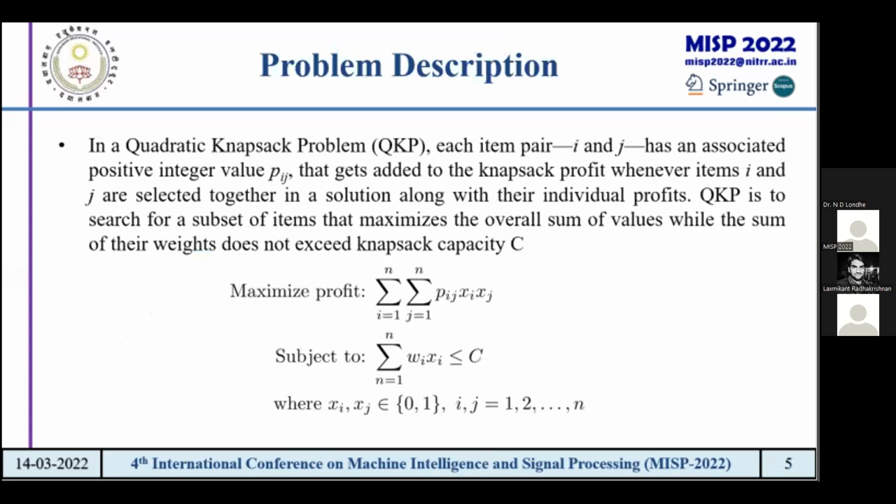The problem chosen to demonstrate the applicability of our algorithm is the quadratic knapsack problem, shortly known as QKP. It is an NP-hard combinatorial optimization problem. In QKP, a set of items is given, each with a weight, a value, and an extra profit that can be earned if a pair of items is selected. The objective of QKP is to search for a subset of items that maximizes the overall sum of the individual values of the items and their corresponding pair values, and at the same time, the sum of their weights does not exceed the knapsack capacity C.